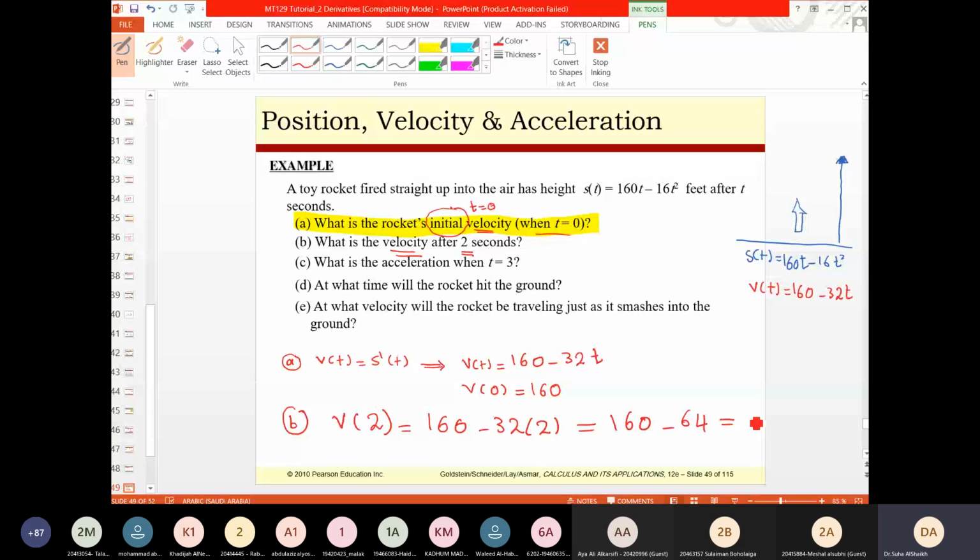Easy or not now? They give me S. I want to find the velocity first at t equal to 0. Then I want to find the velocity when t is 2.